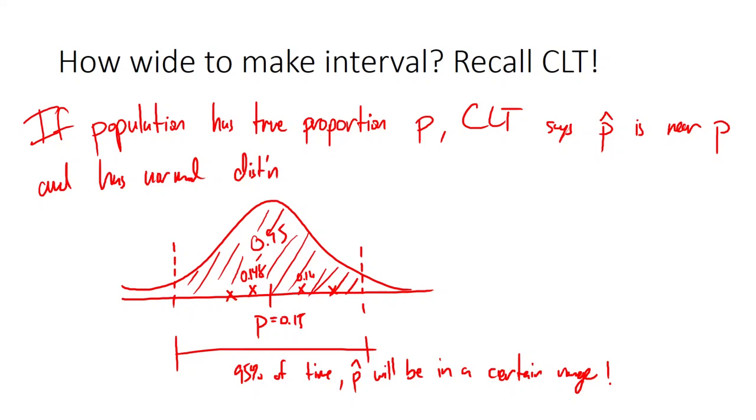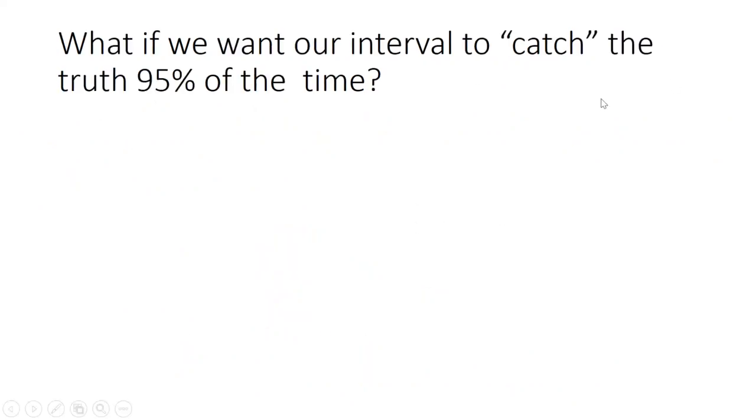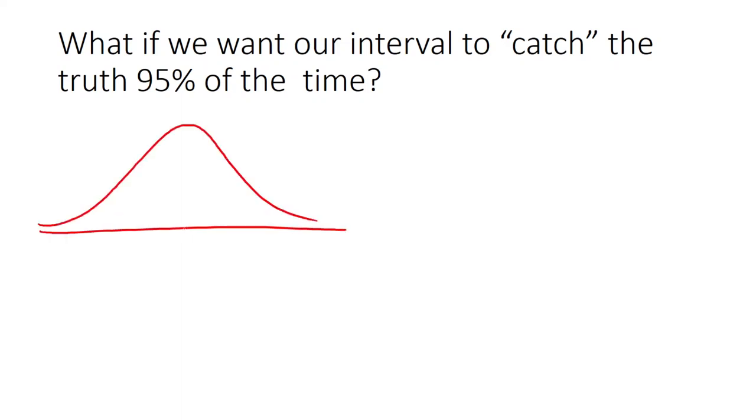Okay, so actually what we could do is we could go to the z-table, and that's kind of an approximation. We can get better than that, right? So if we go to the z-table, we say, suppose I want to catch the truth 95% of the time with my interval. Well, we can go to the z-table, and we can say, okay, if the truth is right here, I could figure out where the middle 95% of data is in a normal distribution.